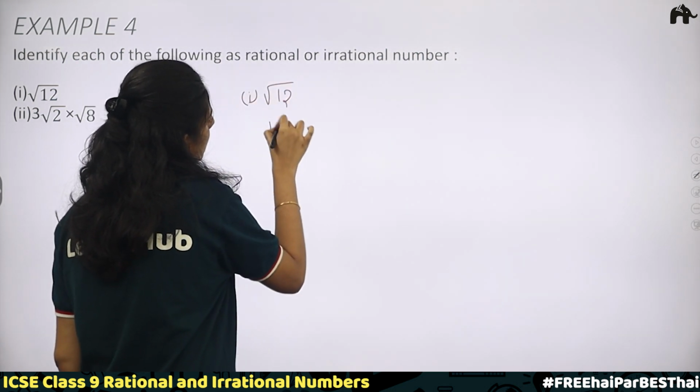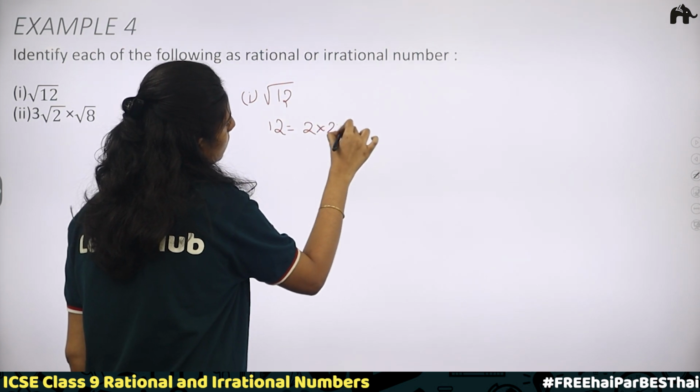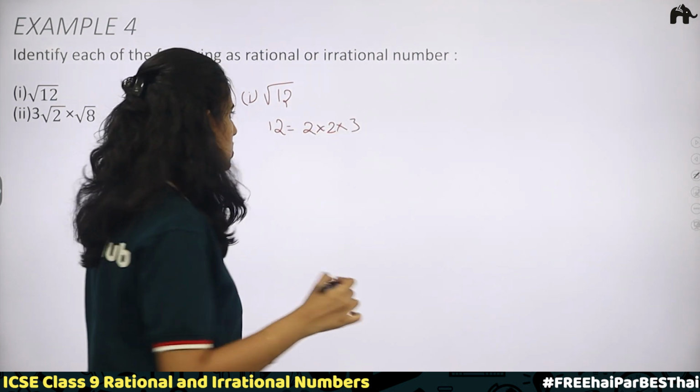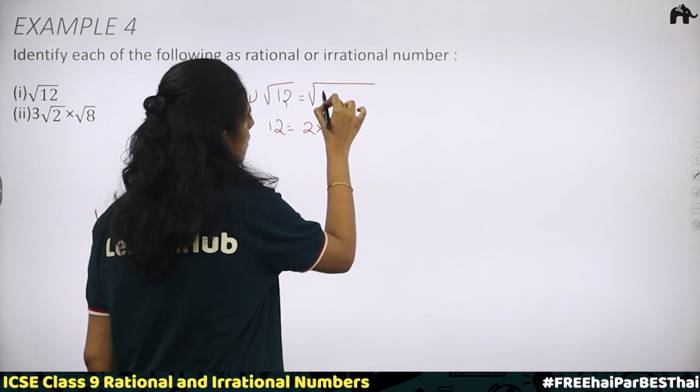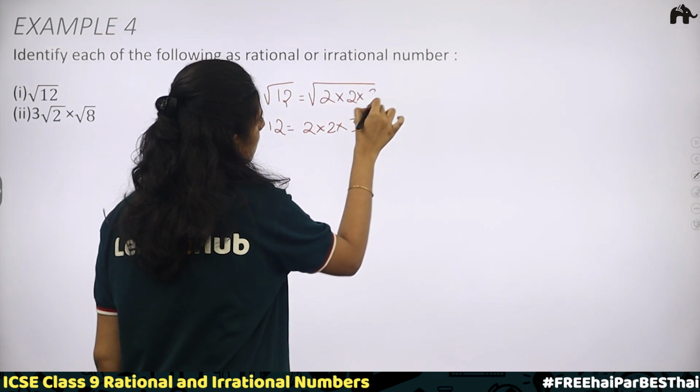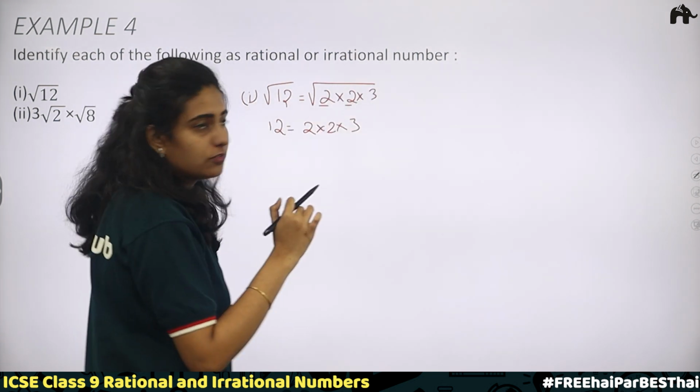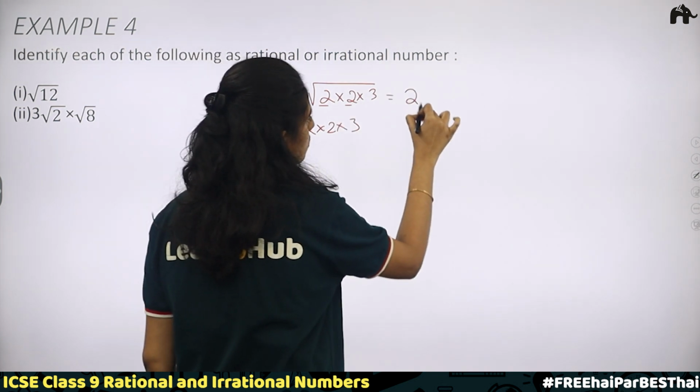Root 12. 12 can be written as 2 into 2 into 3. 2 2s are 4, 4 3s are 12. So root 12 is root of 2 into 2 into 3. These two 2s can be taken out of the root. It becomes 2 root 3.